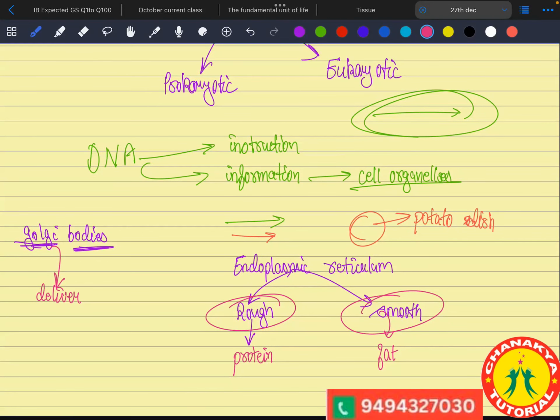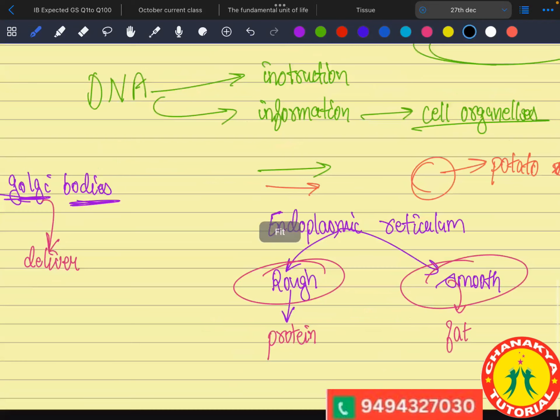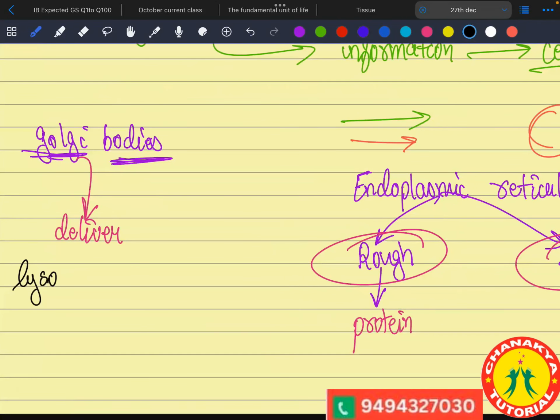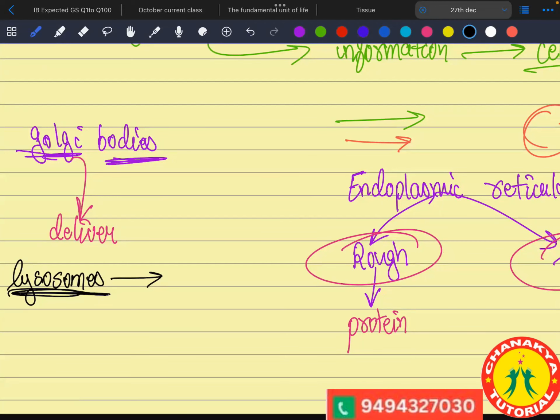Similarly, there are lysosomes also. Have you heard about lysosomes? Yes, sir. The function of lysosomes is to clean the waste in the cell. Correct. They are known as suicidal bags.